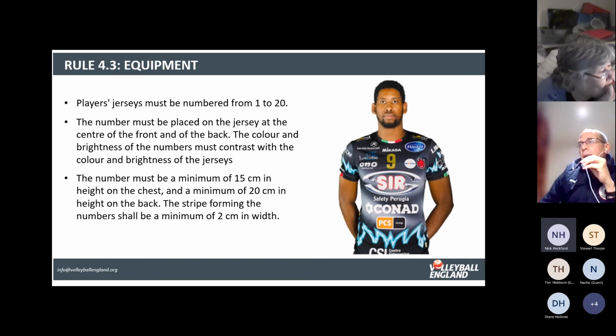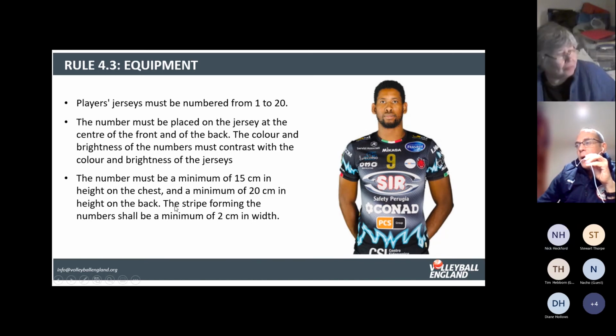It says the number must be placed on the jersey in the center of the front and the back. The color and brightness of the jerseys must contrast with the color and brightness of the numbers. And then it goes on to say that the number should be a minimum of 15 centimeters height on the chest and 20 centimeters on the back.